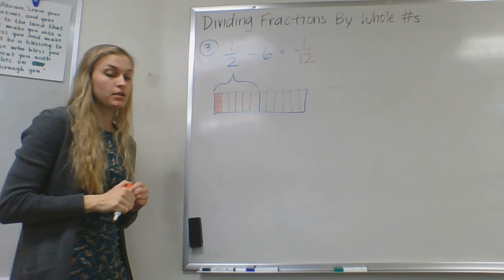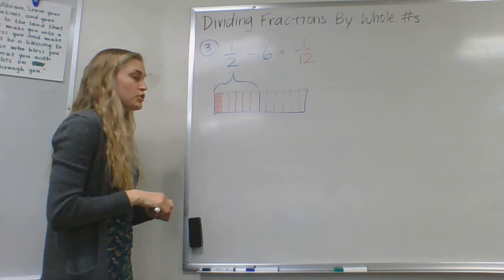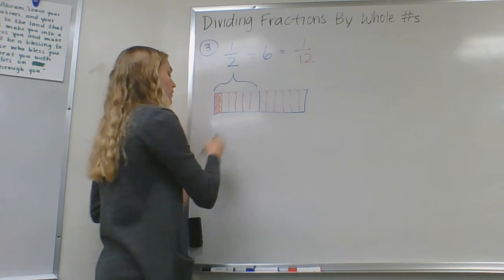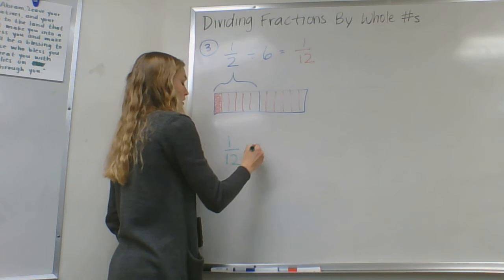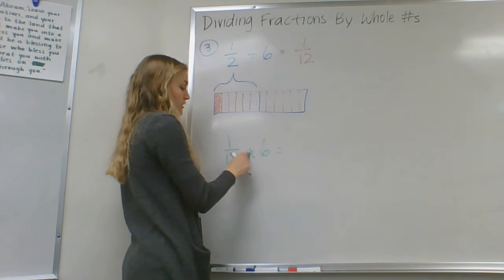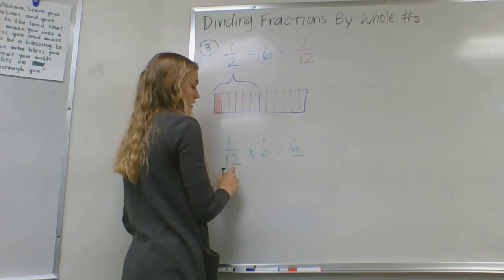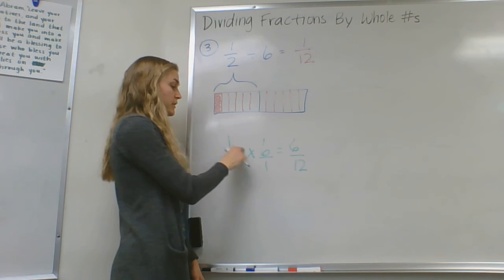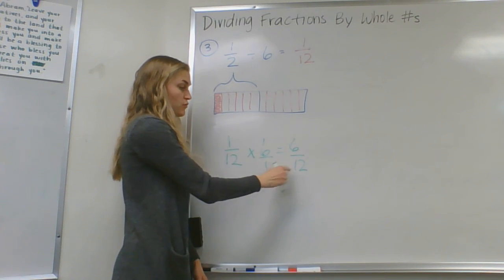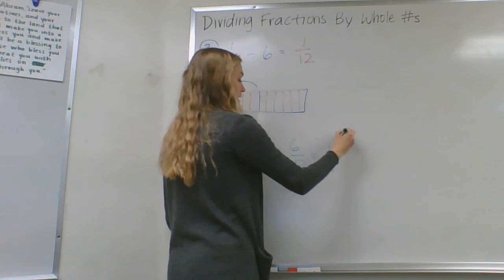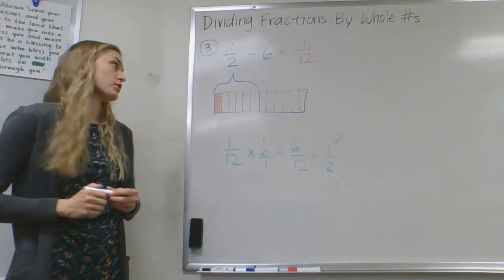All right. So let's check it with multiplication. You take your answer 1/12. You multiply it by 6. You should get 1/2. 1 times 6 is 6. Keep the 12. We'll think about it as 6 over 1. 1 times 6 is 6. 12 times 1 is 12. 6/12 equals 1/2. So that is good to go.